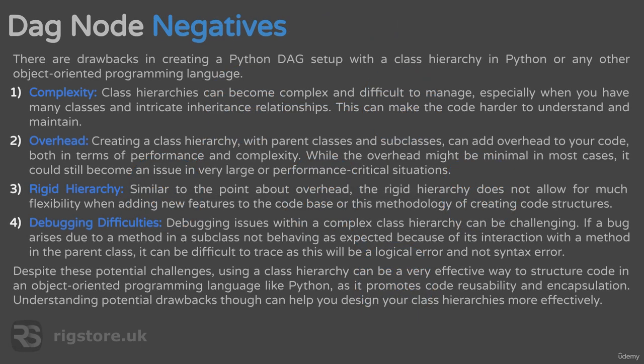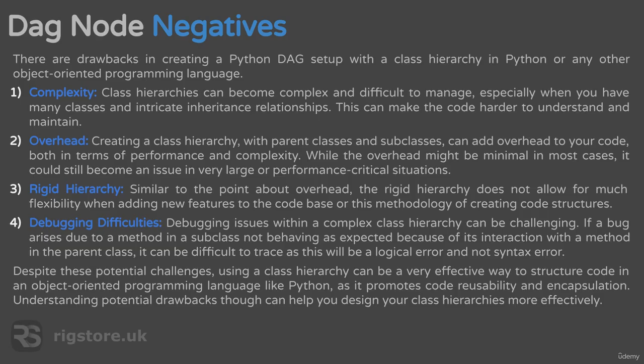Let's just talk about a few DAG node negatives now. There are some drawbacks in creating a Python DAG setup with a class hierarchy in Python, as in any other object-oriented programming language. Number 1 is complexity. Class hierarchies can become complex and difficult to manage, especially when you have many classes and intricate inheritance relationships. This can make the code harder to understand and maintain, especially for people that are new to Python.